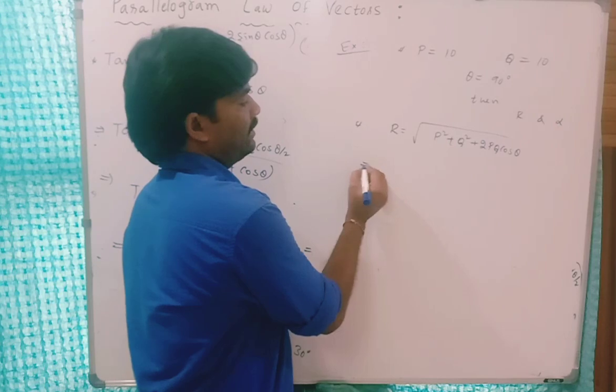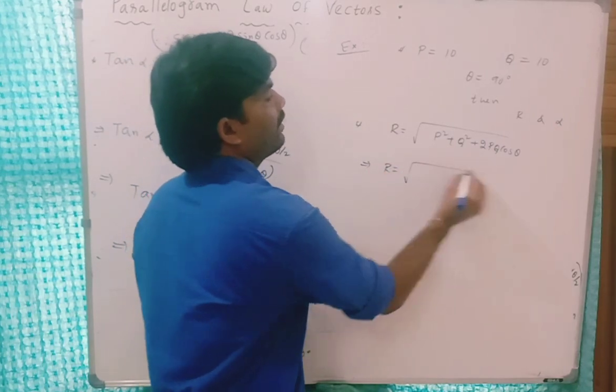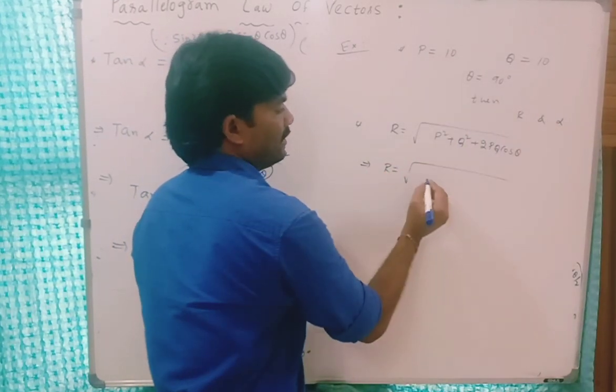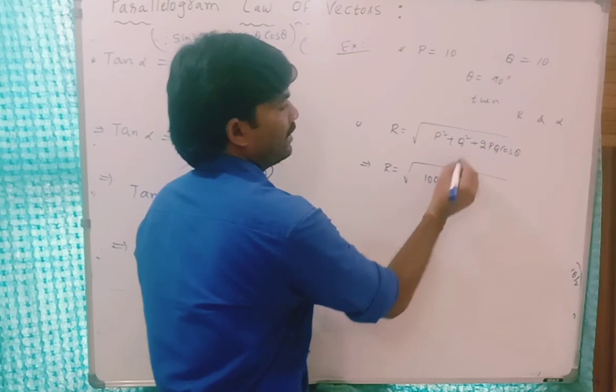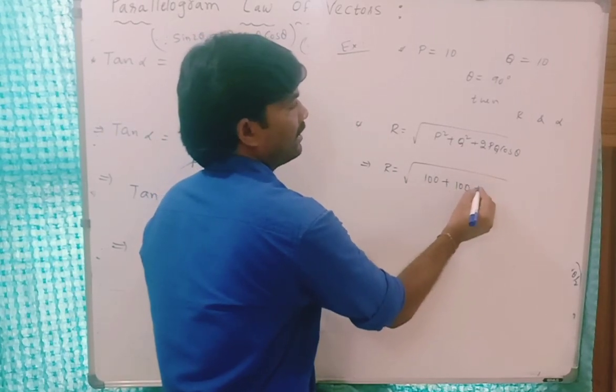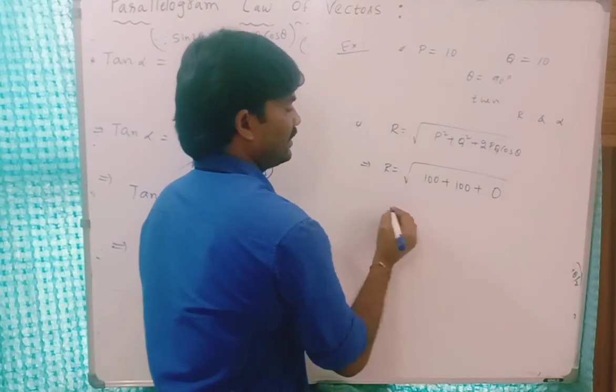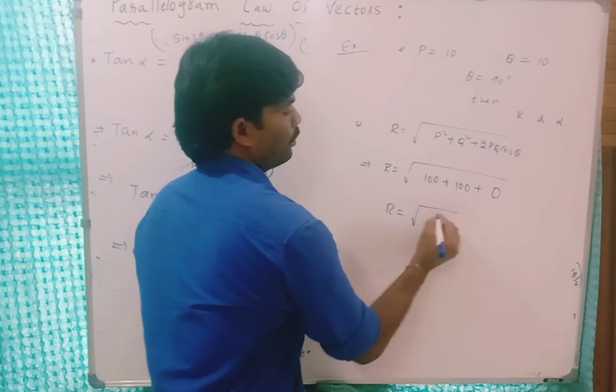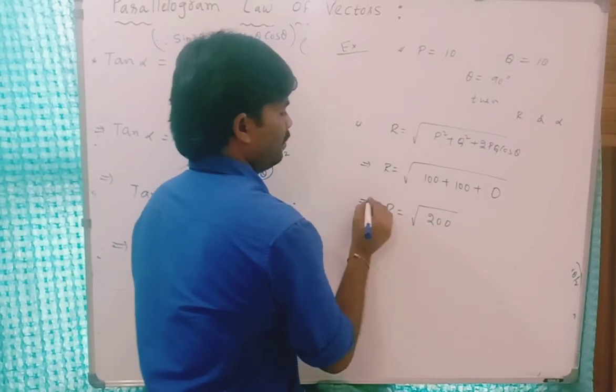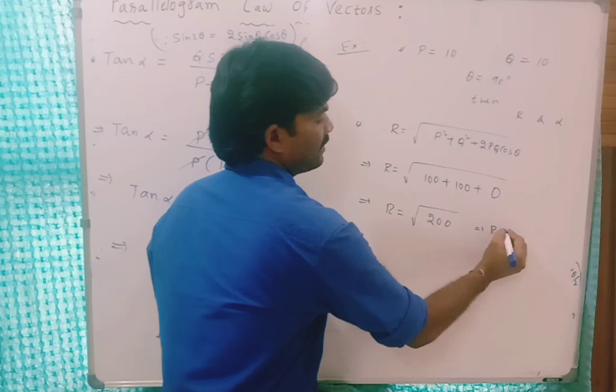So from this, R is equal to root of P squared, 10 squared is 100, this is also 100, cos 90 is 0, this is 0. It gives root 200. So the magnitude of the resultant is 10 root 2.